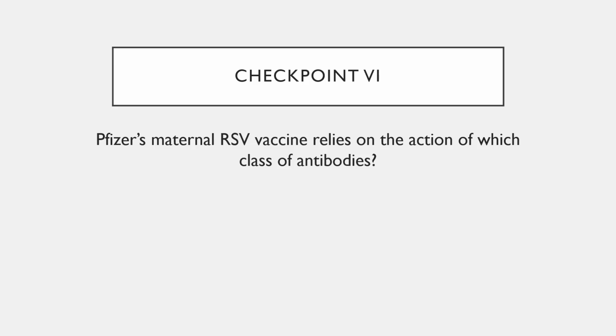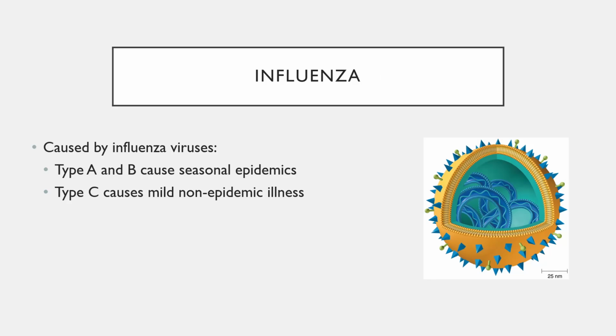Our third and final viral infection of the lower respiratory system is influenza. Influenza viruses are divided into 3 types: Types A and B are the causes of the seasonal waves of illness, and type C causes mild non-seasonal illnesses.